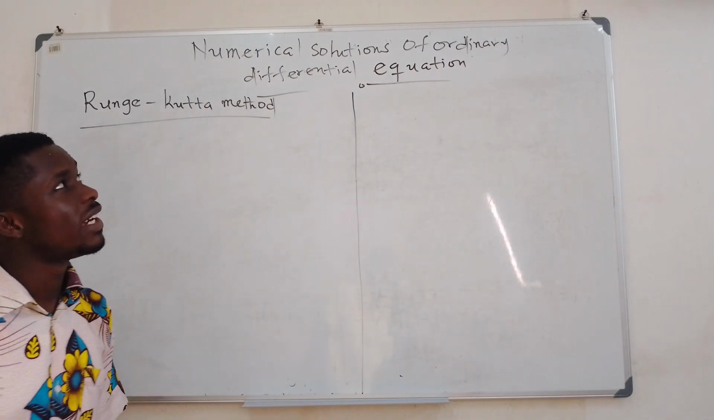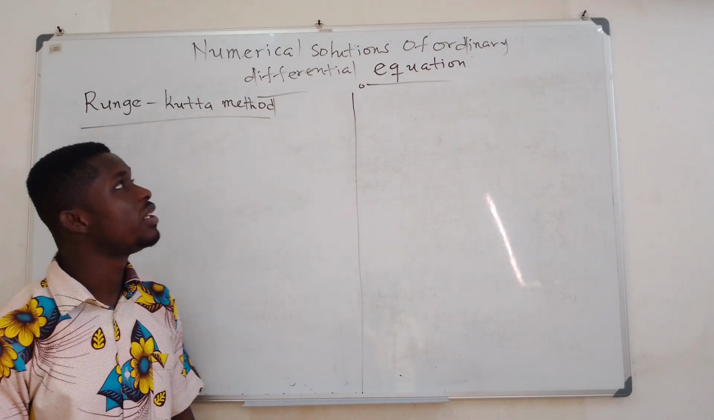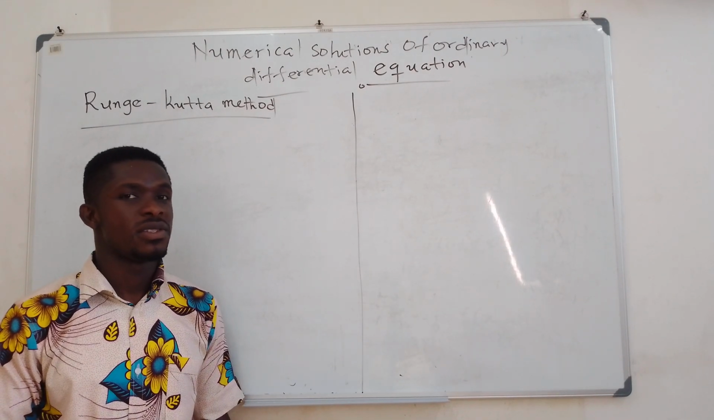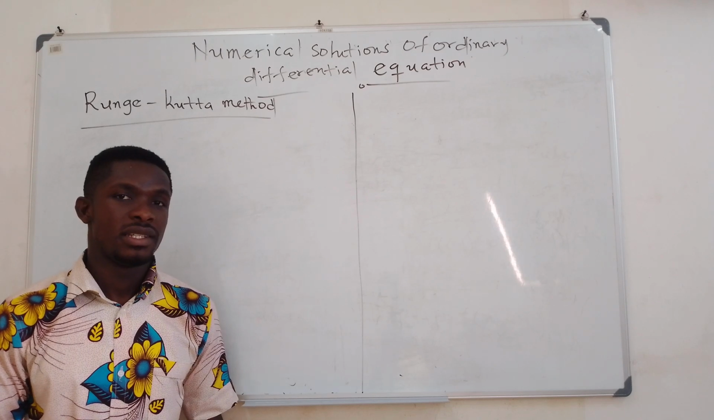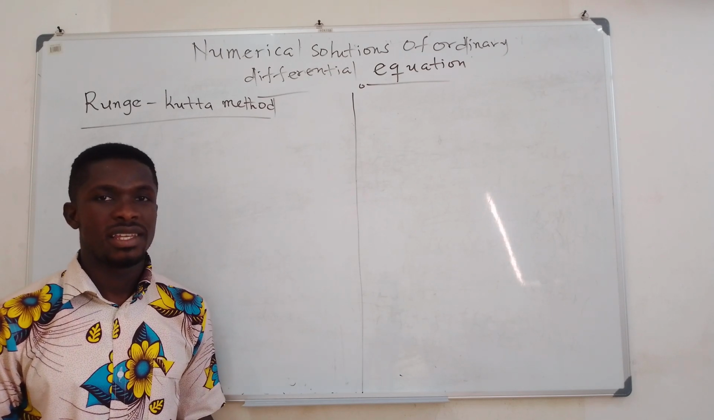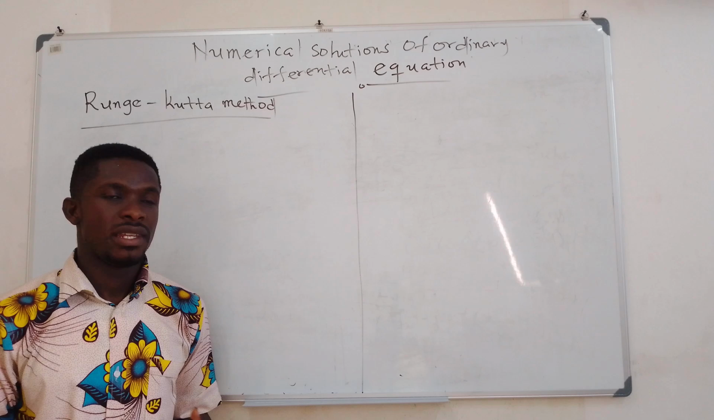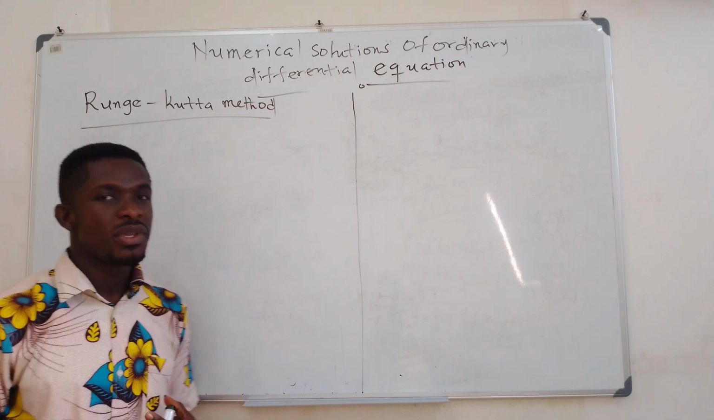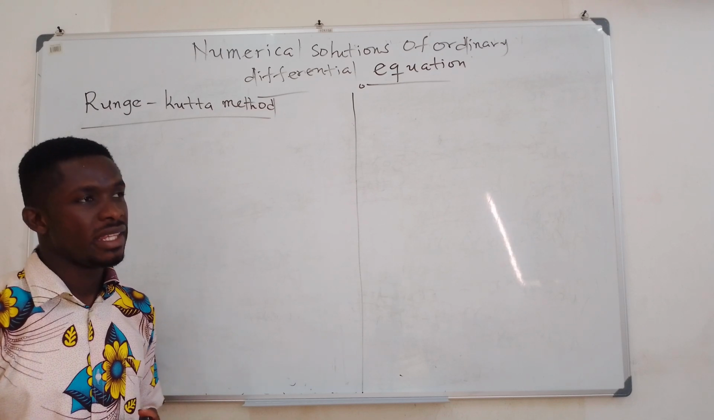Very good. So we are still under numerical solutions of ordinary differential equations. In our previous video, we discussed the Euler method, and we got to know that the Euler method is less effective. Hence, it demands limited application. So today we are moving on to the Runge-Kutta method.